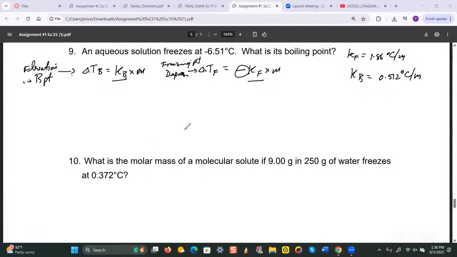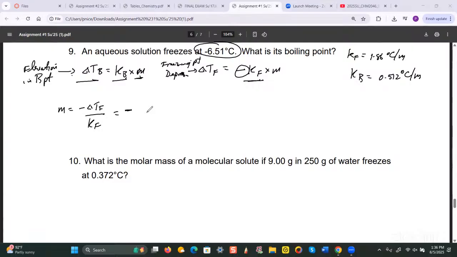So in order for us to get the boiling point, we need delta TB, right? To get delta TB, we know what KB is already, but we need the molality. So how do we get the molality? Well, we have to come up with this equation here. And the question gave us the freezing point of the solution. We know what KF is, so we can find the molality. So what I'm going to do is say M is equal to minus delta TF over KF, right? So what is delta TF?